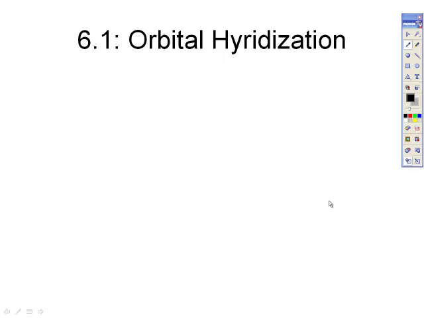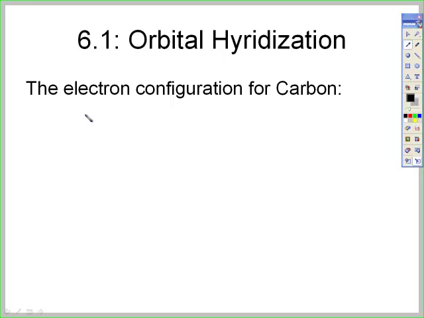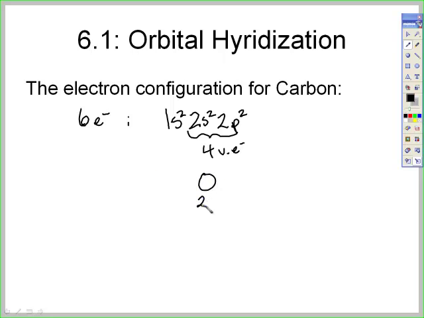Let's talk about some orbital hybridization. Let's talk about the electron configuration for carbon. If I were to write carbon's 6 electrons into an electron configuration, from last year I would say that it would be 1s2, 2s2, 2p2, which would give me 4 valence electrons in the second energy level. If I were to draw the orbital notation for that, just the valence electrons, in 2s I would have 1 orbital and there would be 2 electrons. In 2p, there would be 3 orbitals and 2 electrons spread out in 2 of the 3 orbitals.